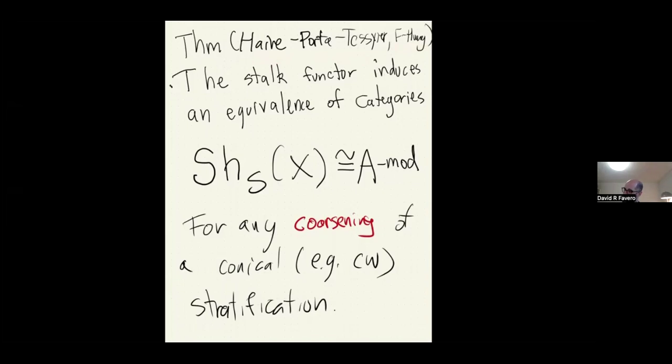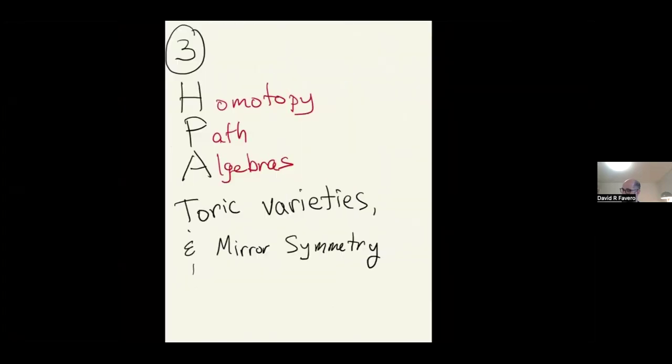And so the statement is the stack functor induces an equivalence of categories between constructible sheaves on this stratified topological space and modules over this homotopy path algebra. Okay, so I'm going to explain that a little bit with a picture. Oh no, I'm not. Sorry, I decided to delete that. So I'm just going to leave that for a moment now. And I'm going to talk about the relationship to mirror symmetry.